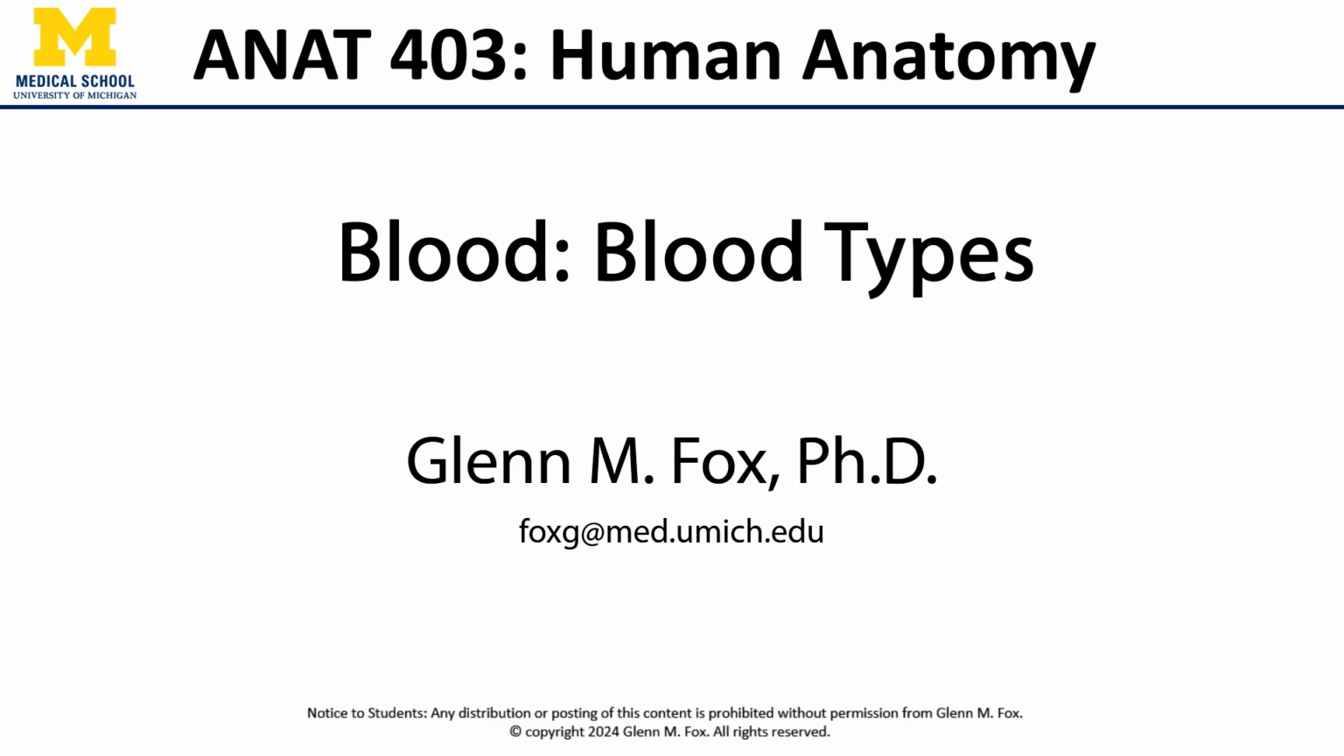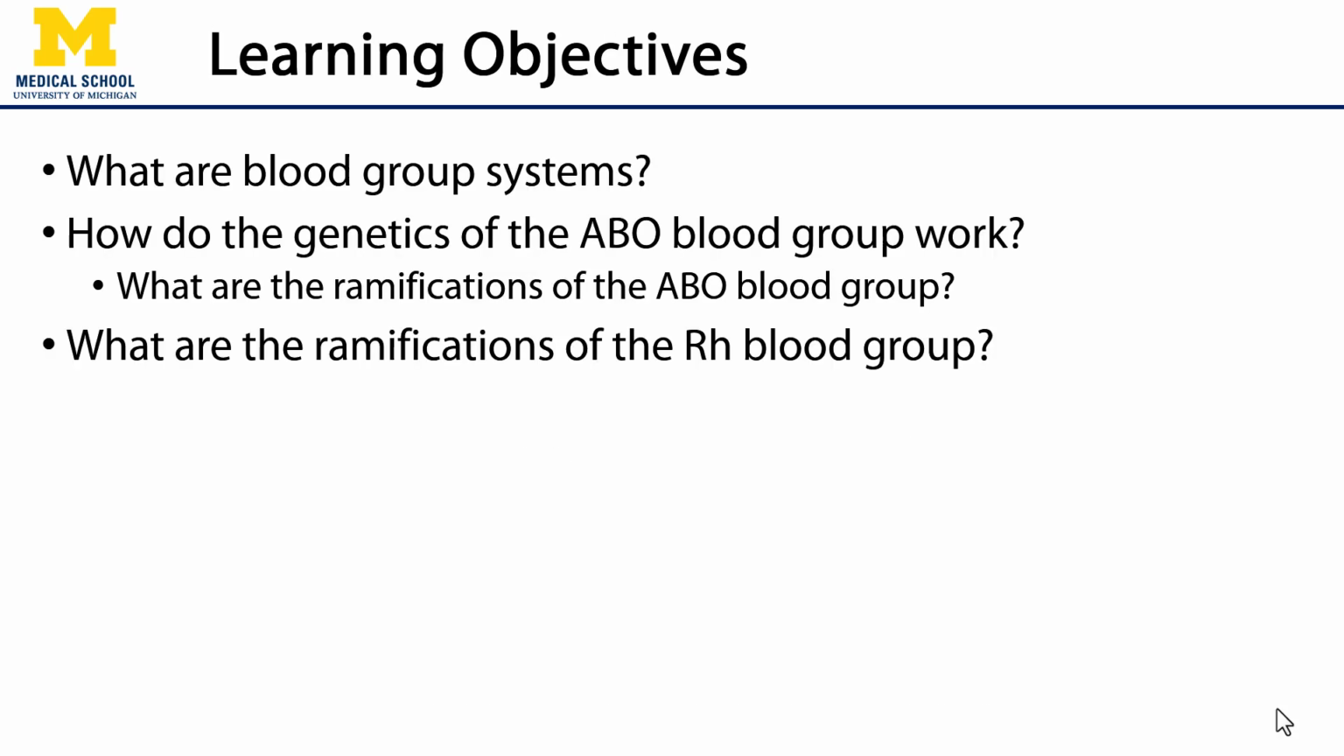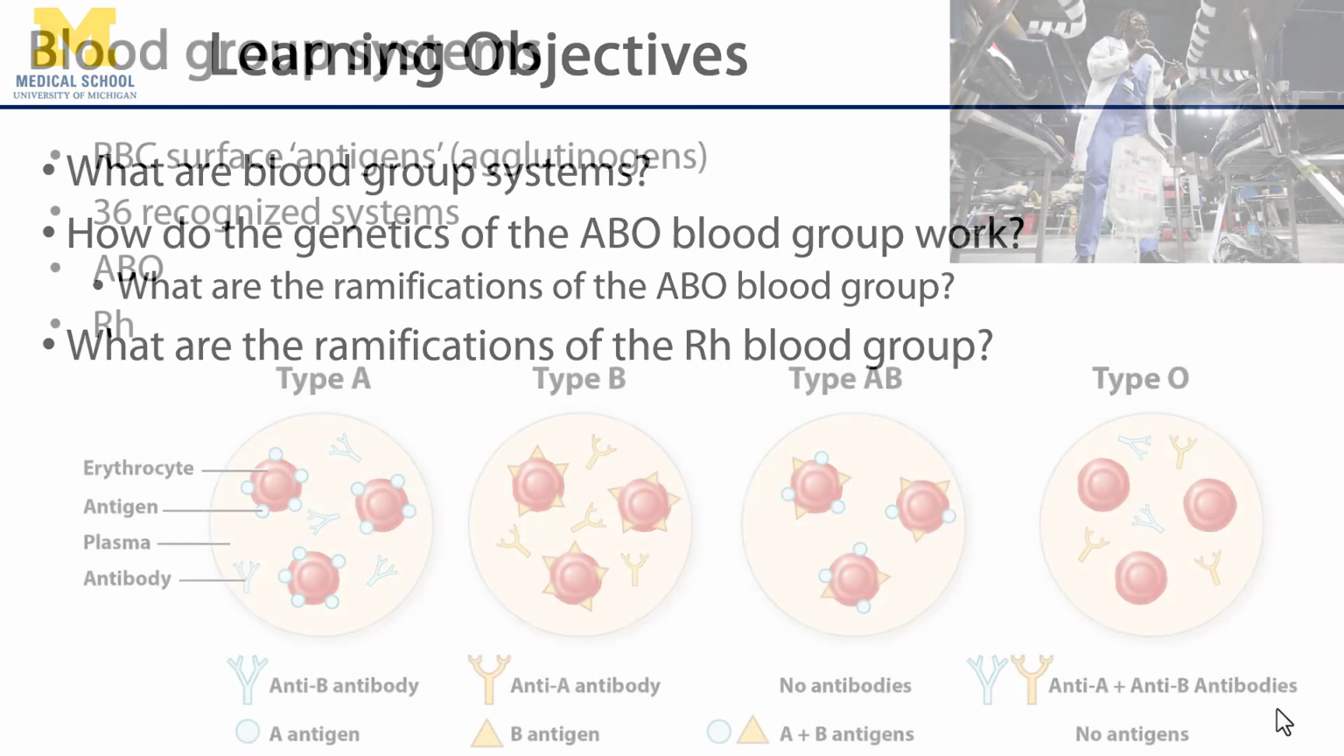Hi, let's talk about blood types. In this video, we'll talk about blood group systems, in particular the ABO and RH blood groups. We'll talk about their genetics and the ramifications of these blood groups.